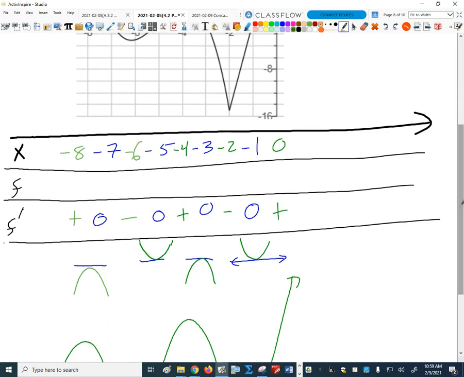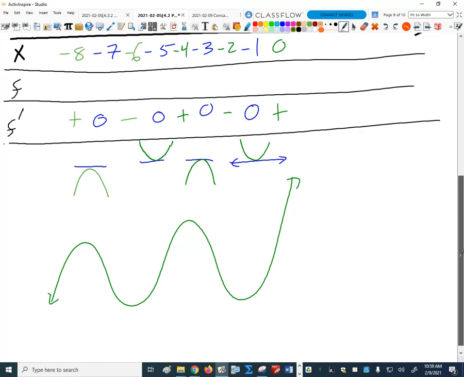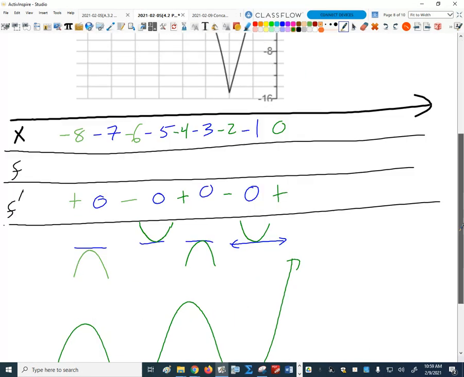We just want to know where are the extrema and what kinds of extrema are they? What are the intervals on which the function is increasing and decreasing, right? And so based on just our little table here, we can tell all that stuff. It's going to increase for values of x less than -7, it's also going to increase between -5 and -3, and it's going to increase for values of x greater than -1. It's going to decrease between -7 and -5, or between -3 and -1, right?